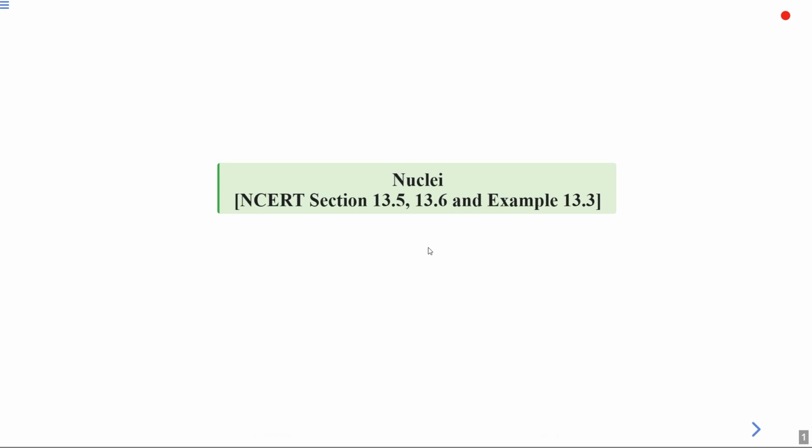Hello students. Today we will discuss NCERT section 13.5, 13.6 and example 13.3 of chapter nuclei.